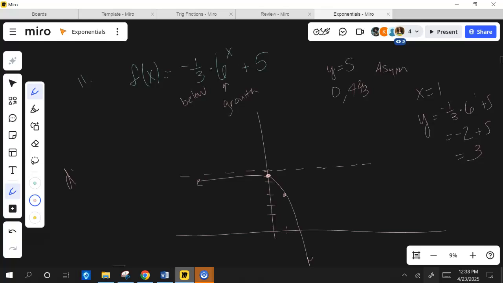What's my domain? As always, what's the range? What's the lowest the graph goes? Negative infinity up to the highest it goes, Jonathan, is what? The highest it goes is the same thing, 5. What's what? 0, 4 2/3. Yes. 4.6666666.